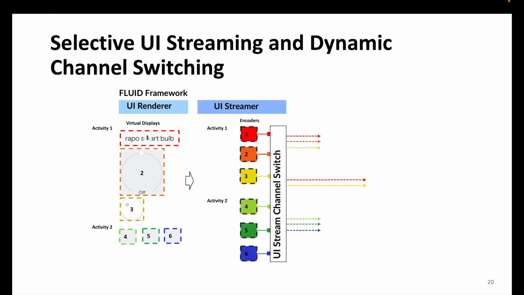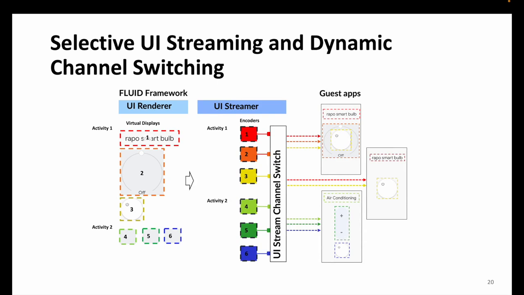UI Streamer dynamically switches the UI streaming channel based on which UI should be displayed on which user devices. UI Streamer streams only the UIs that are authorized to the user's device. This allows each user's device to have a different set of UIs displayed on the FLUID user app, and to be able to swap between control activities as though it is running a real IoT app. This design choice makes implementing access control in FLUID-IoT remarkably straightforward.